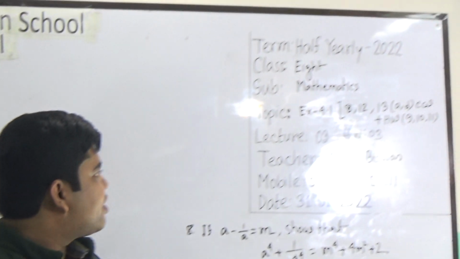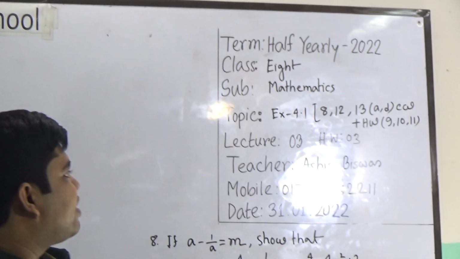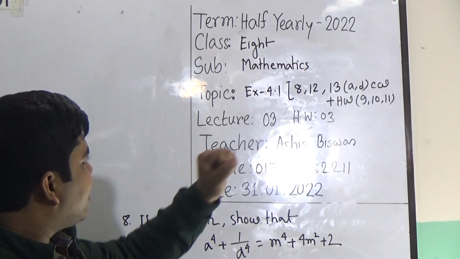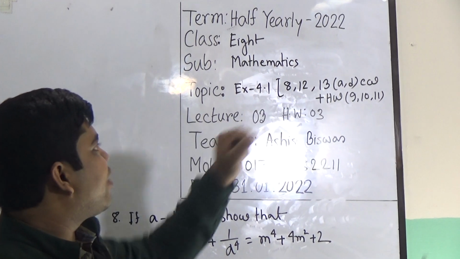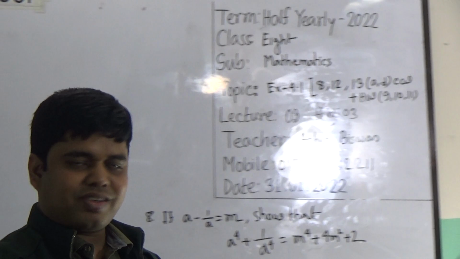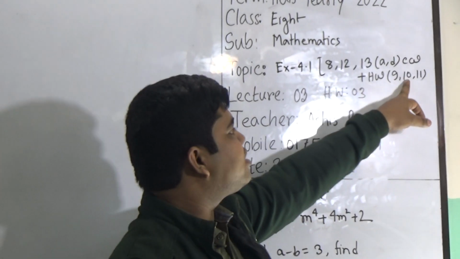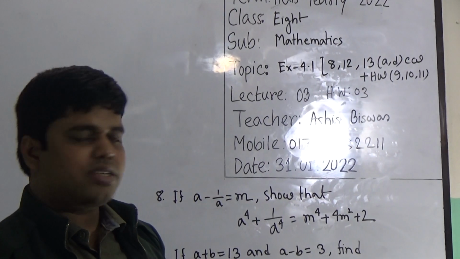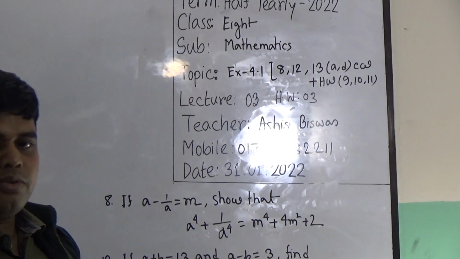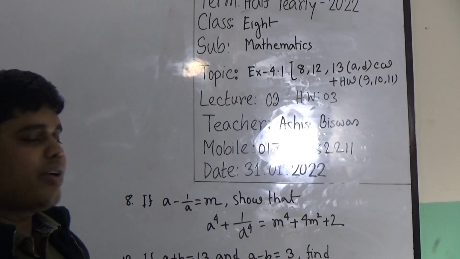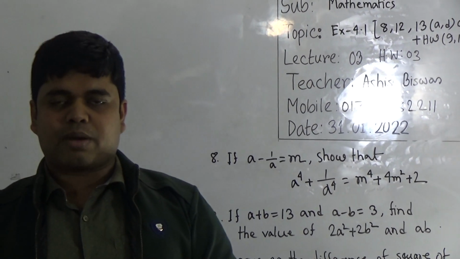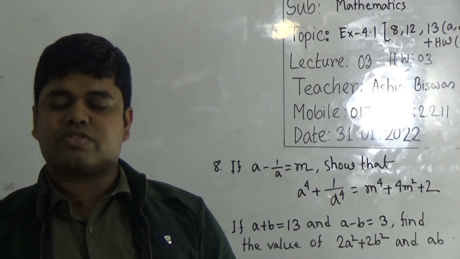Today is our lecture number 3 of the half yearly exam, and today's SW number will be 3. Our today's topic is exercise 4.1. From 4.1 we shall solve questions number 8, 12 and 13 as your CW, and questions number 9, 10 and 11 will be your SW. I repeat, questions number 9, 10 and 11 will be your SW. You must do your assigned SW regularly and submit it at our school campus every Saturday within 9 am to 3 pm.